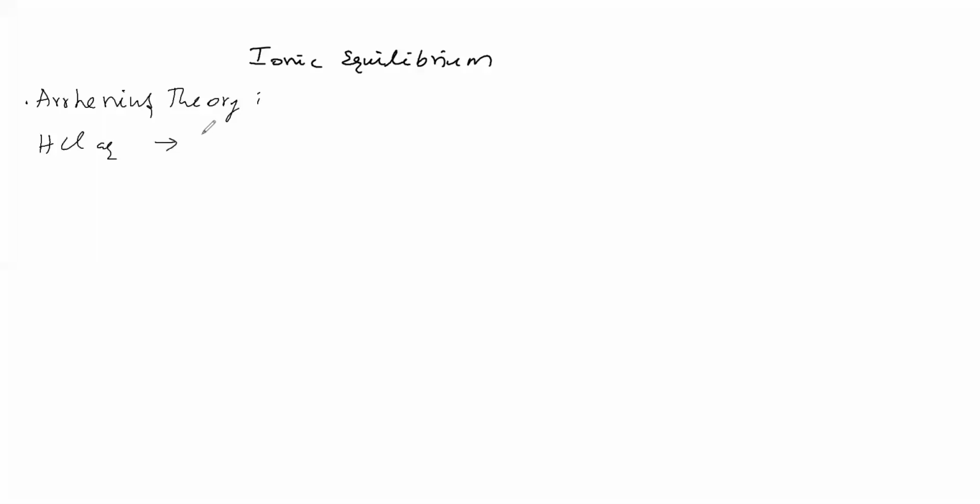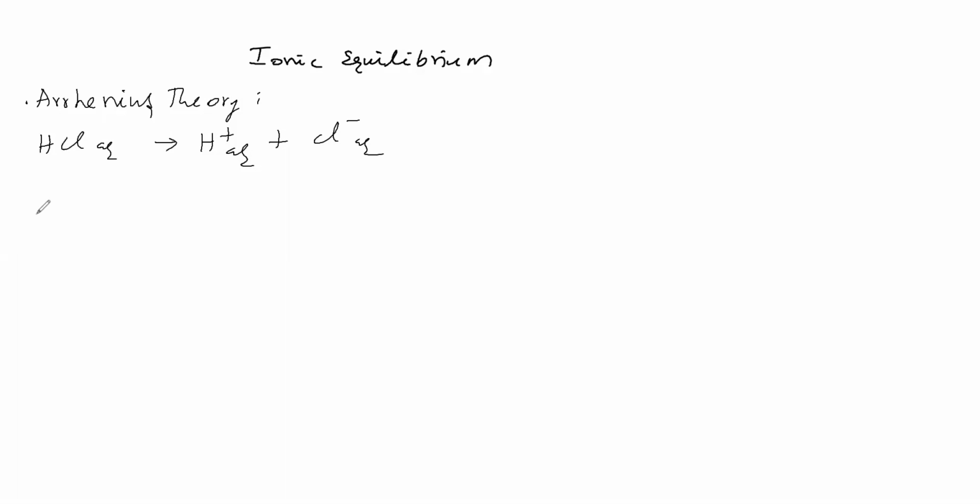Example, we can say HCl. HCl dissolves in water and dissociates and gives H plus aqueous and Cl minus aqueous. Since HCl aqueous gives H plus ions, therefore HCl is an acid. This acid is called an Arrhenius acid.